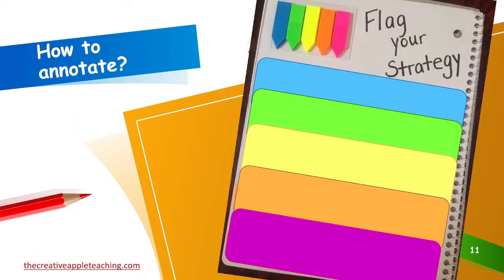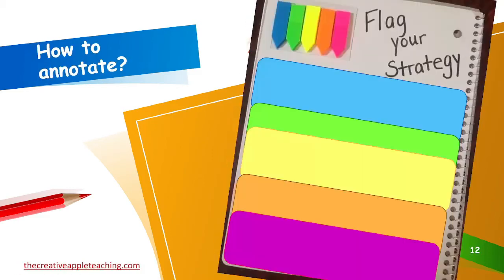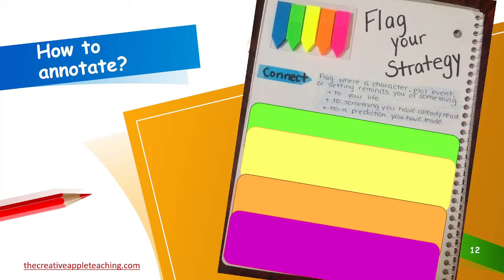Okay, so let's see how to make annotations. So actually we have here flag your strategy. The first one is connect. Flag where a character, plot, event, or setting reminds you of something. Say, is the text connected to your life, or to something you have already read, or to a prediction you have made, or the third one that I have discussed to you.